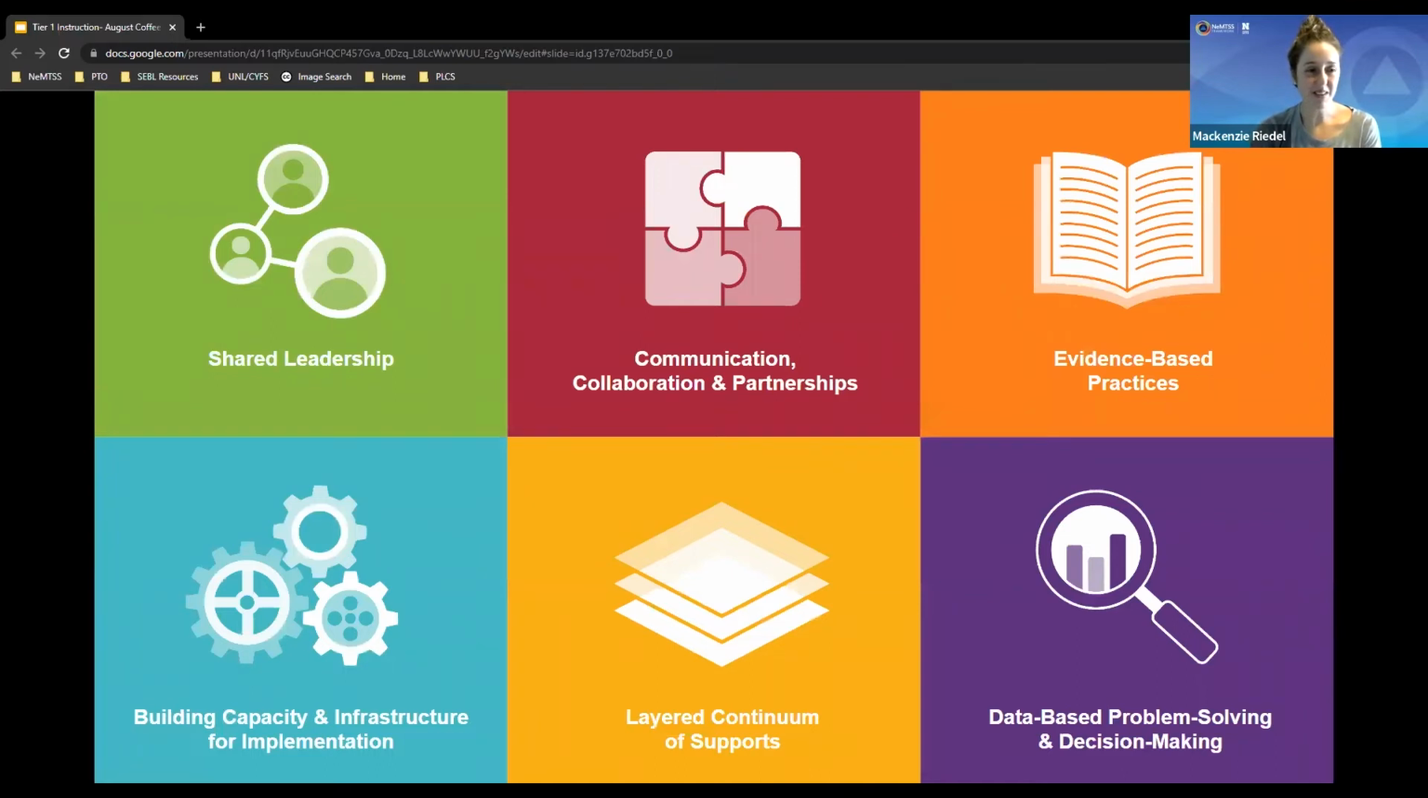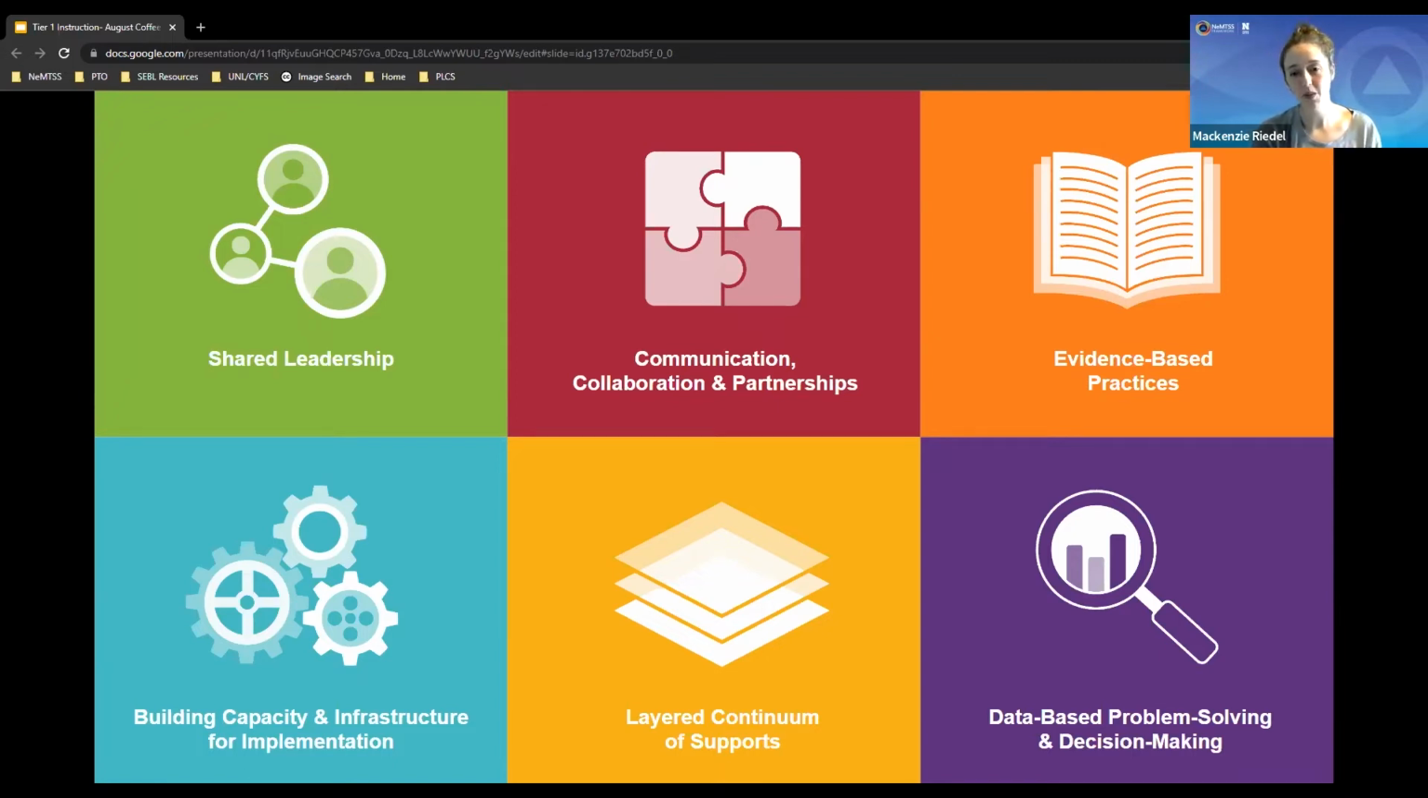And so today we're going to focus in on Tier 1. A lot of times when we think about NeMTSS, we think about that triangle, that Tier 1, Tier 2, and Tier 3. But we want to bring it back and just do a little call out to the essential components of NeMTSS, because we know that we need that strong foundation to build that triangle.